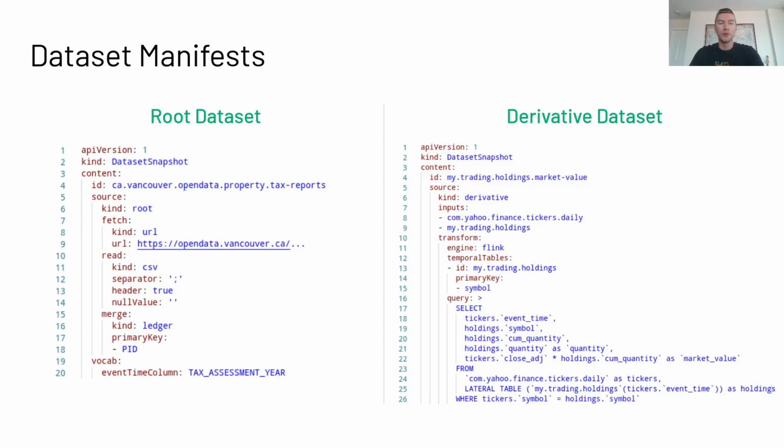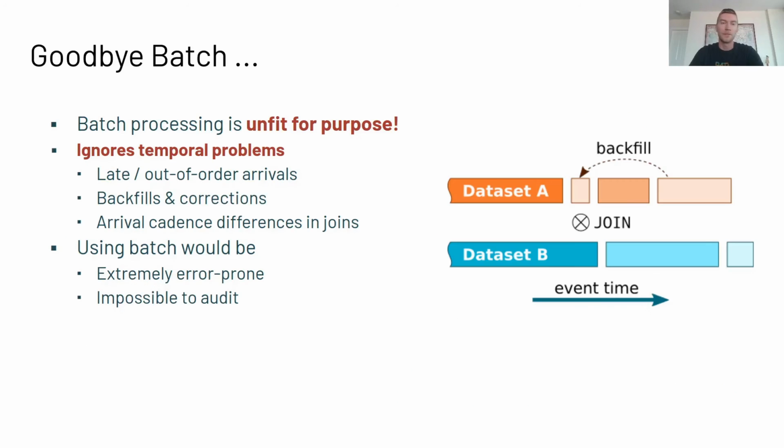This is how a typical root and derivative dataset look in a system. For a root dataset here, we're pulling data from an external source, in this case, Vancouver Open Data Portal, and we're pulling tax property reports as just a CSV file. We instruct the system to parse it and merge it in with the existing data as a ledger. For the derivative dataset, we're specifying the inputs, which datasets we're going to be using to derive the data, and we're specifying the SQL query in this case of how the data needs to be transformed.